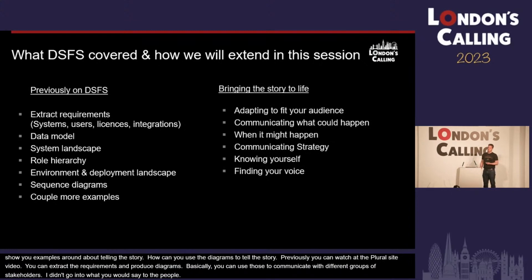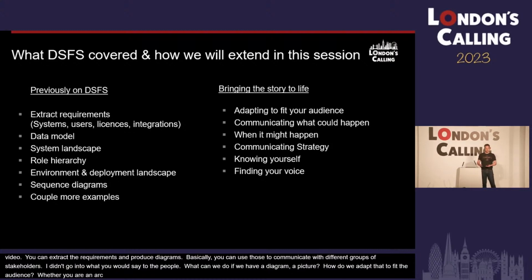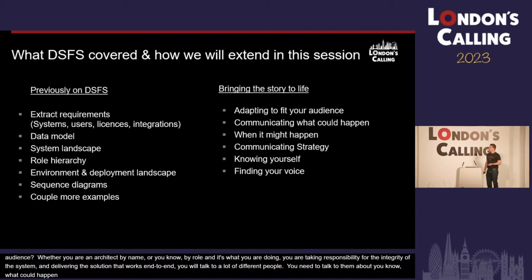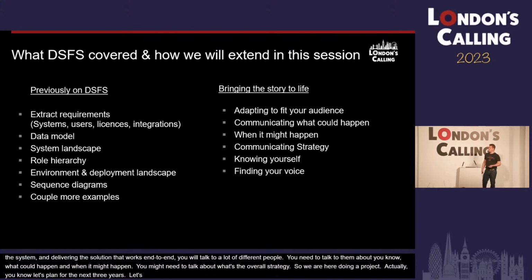So what can we do if we've got a diagram, if we've got a picture? How do we adapt that to fit the audience that we're going to be talking to? Because whether you're an architect by name or an architect by role, it's what you're doing. You're taking responsibility for the integrity of the system, delivering a solution that works end to end. You're going to talk to a lot of different people. So you need to talk to them about what could happen and when it might happen. You might need to talk about the overall strategy. So we're in here doing a project, but actually, let's plan for the next 3 years. Let's look further out. How would you do that?